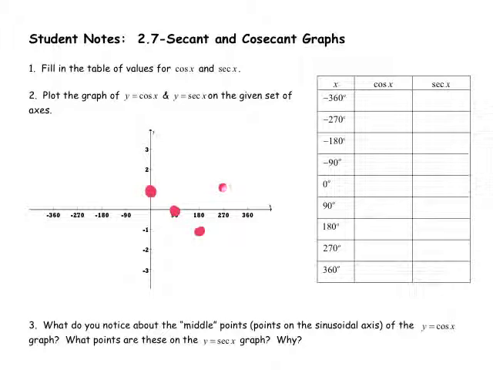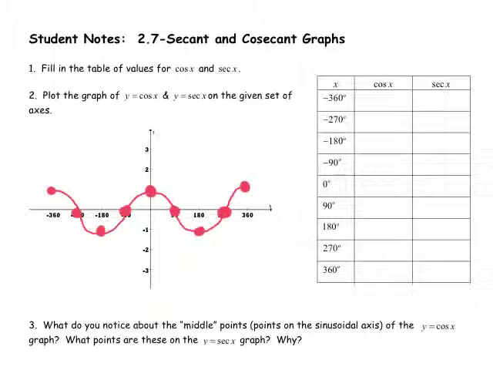one, 0, and +1. And then if you go the other direction, it's going to be 0, -1, back to 0, and +1. So this is our cosine graph. So if I connect these dots, this is our cosine graph.